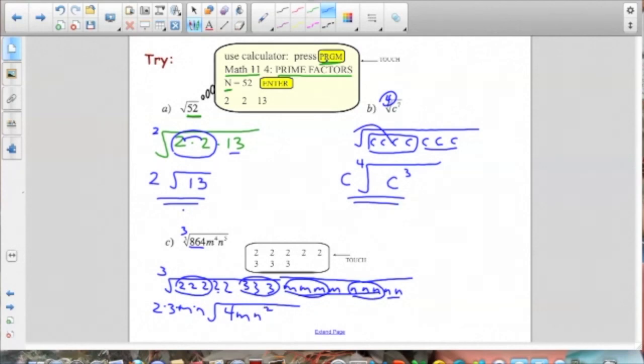So now let's just tidy up this part right here. So we have 2 times 3 times M times N, which is 6MN. And left in is 4MN squared. So there is our simplified answer. And don't forget your index. It's index 3. All right, so let's move on to the next one.